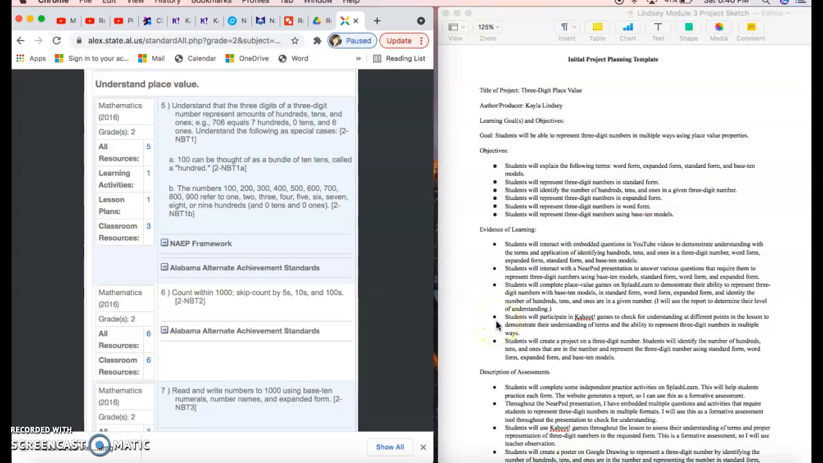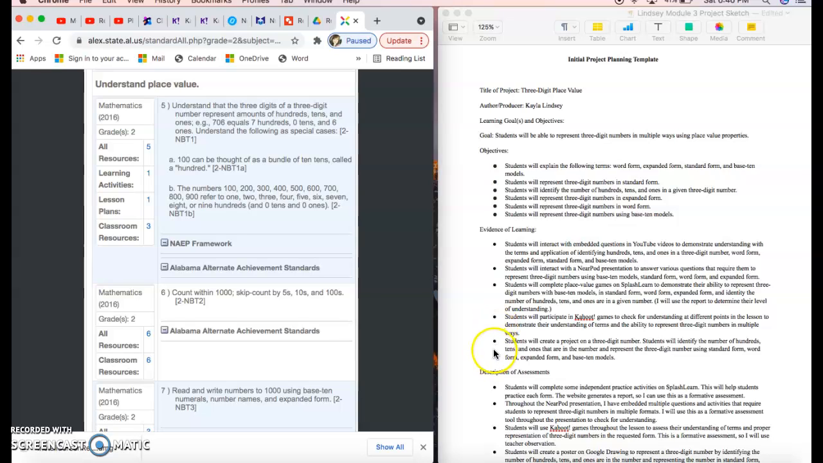The students will also participate in Kahoot games at different points within the lesson to check for understanding. It will assess their ability to represent 3-digit numbers using standard form, word form, expanded form, base 10 models, as well as determine the value of a given digit in a 3-digit number.